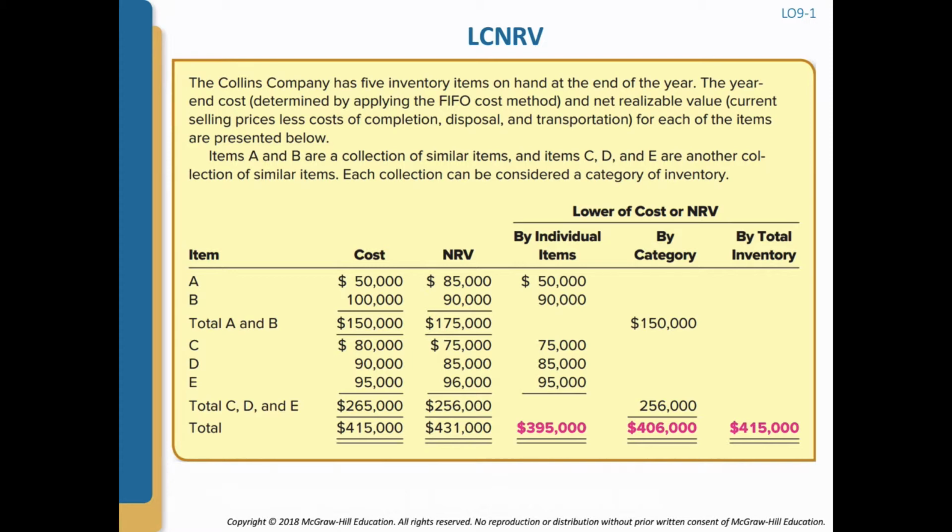So let's see here. Item A, you have a cost of 50,000. NRV is 85,000. So clearly the NRV is higher than cost. So we're going to have the cost at 50,000. And item B, cost is 100,000, but the realizable value, the selling price, had gone down, so you're going to have 90,000. Okay, so by category, total A and B is going to be 150,000, for now.